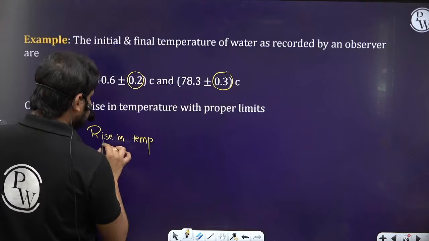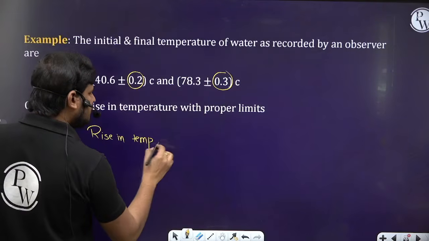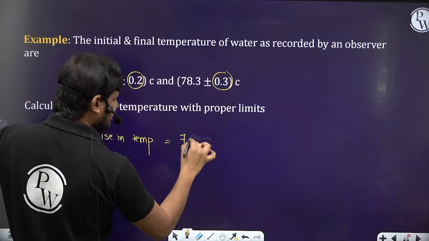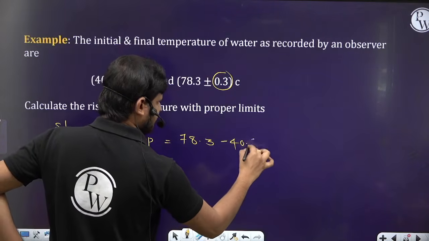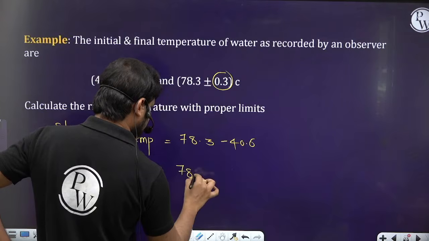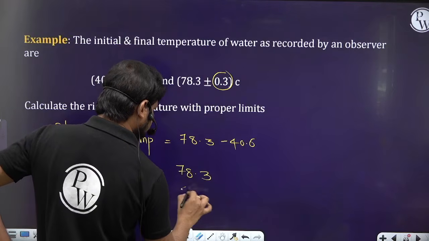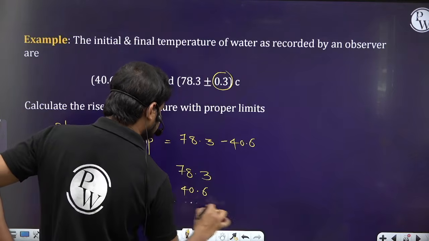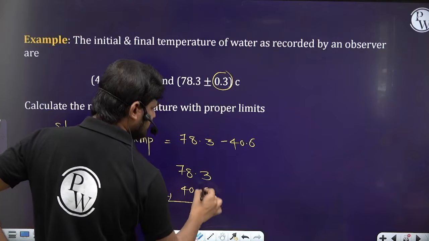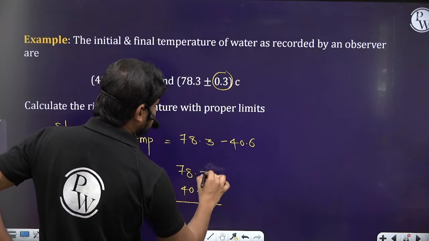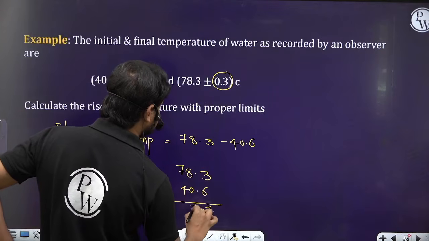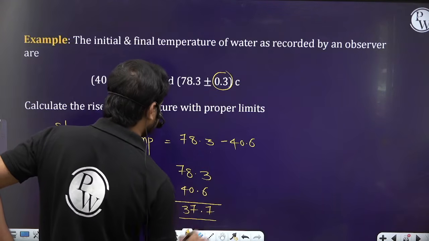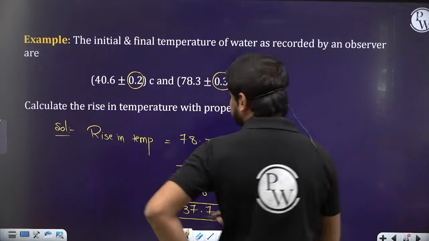Okay. First, what is the rise in temperature of the true value? It is 78.3 minus 40.6. Let me write it like this: 78.3, then 40.6. If you subtract this one, we'll get 37.7. So this is the true value.